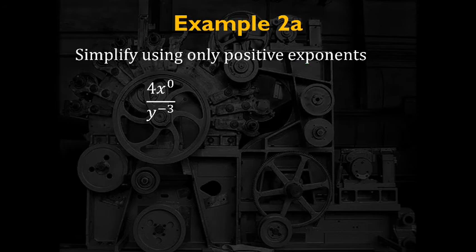Simplify using only positive exponents: 4 times x to the 0 over y to the negative 3. We're going to deal with these individually. The 4 is obviously 4. X to the 0 is always going to be 1. Y to the negative 3 is going to be moved to the numerator and the exponent is going to be made positive. So y to the negative 3 in the bottom becomes y cubed on the top. So 4 times 1 times y to the 3rd, or y cubed. Combine those and you get 4y cubed.